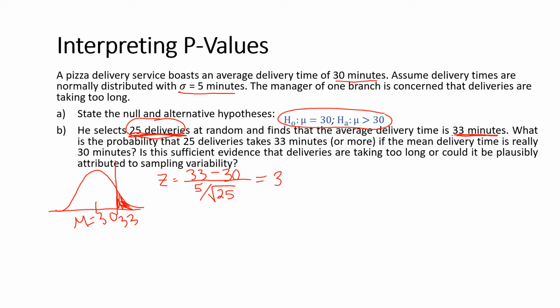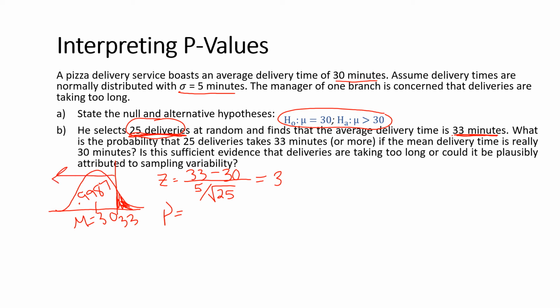Now, the z-score is not my probability. The z-score just tells me what I need to go look up on my chart. So I'm going to go look up 3. A z-score of 3 shows me a probability, 3.0, of 0.9987.